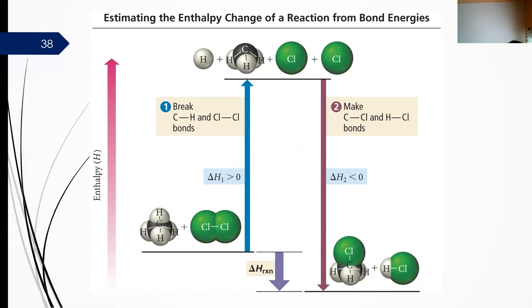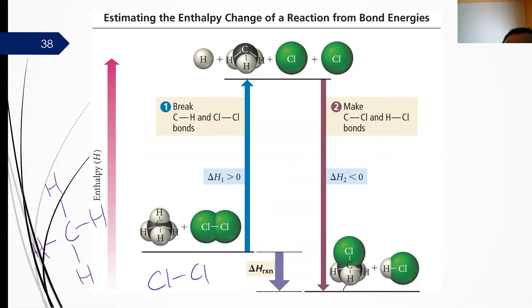Now the challenge was before we didn't know whether we had single bonds, double bonds, or triple bonds, but we should be able to do that now. So if we have methane, CH4, we should know that methane now, based on its Lewis structure, is 4 single carbon to hydrogen bonds. Our chlorine is a single chlorine to chlorine bond.